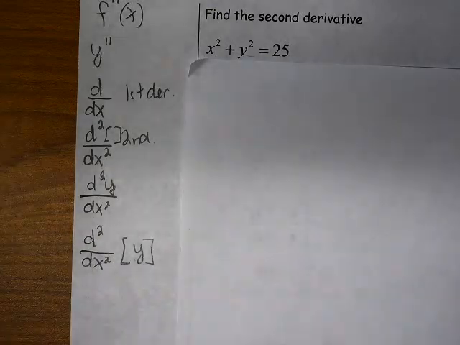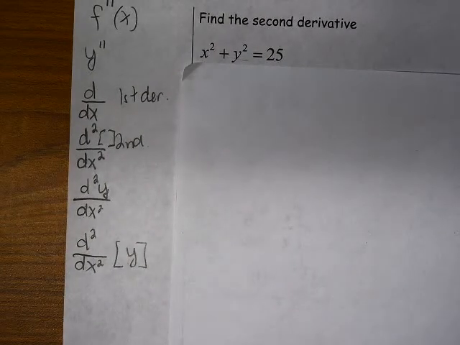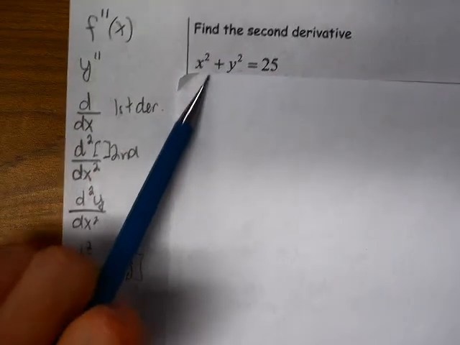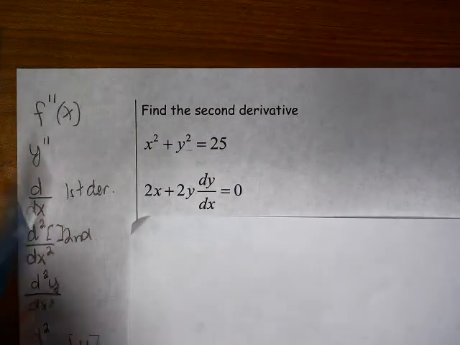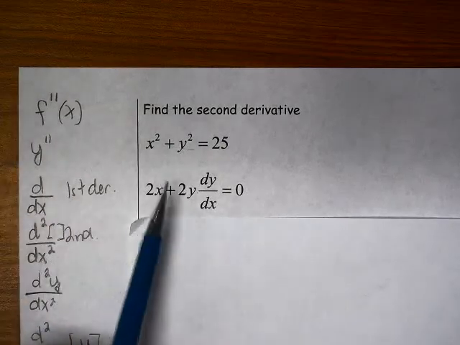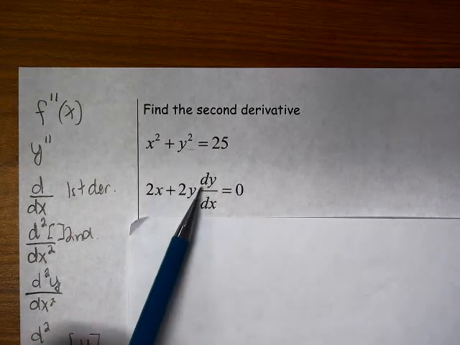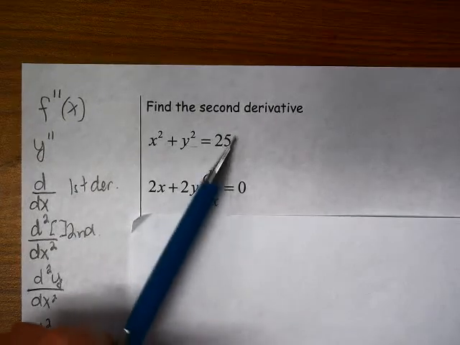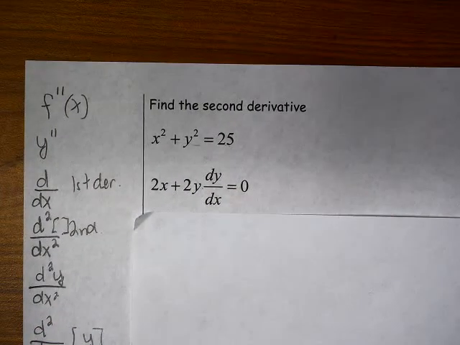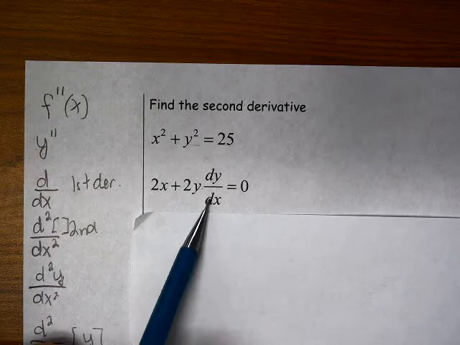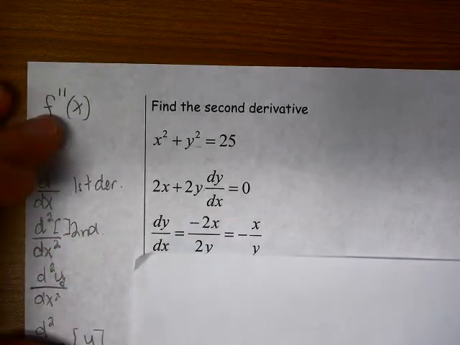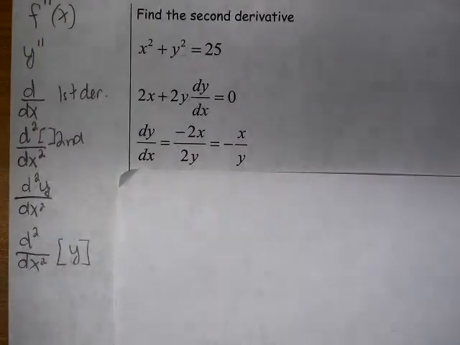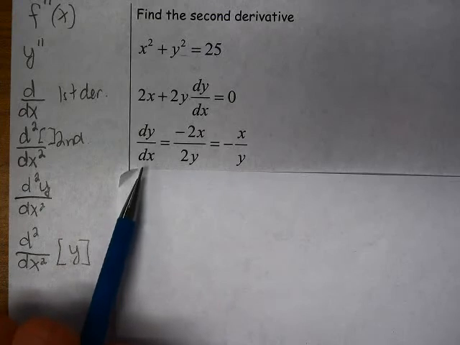So as we work through this problem now, first step is to find the first derivative. So I do that implicitly. I use the chain rule on the y squared term. So I have 2x plus 2y dy dx, and then the derivative of 25, any constant, is 0. And then I just have to solve for dy dx. So I'm going to subtract the 2x and then divide by 2y. And when I do that, I get a negative x over y as my first derivative.